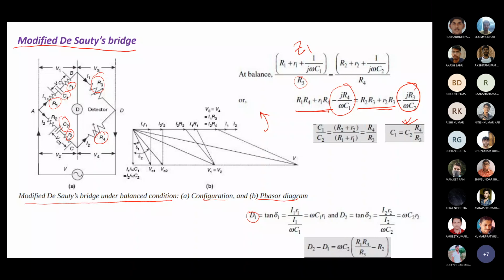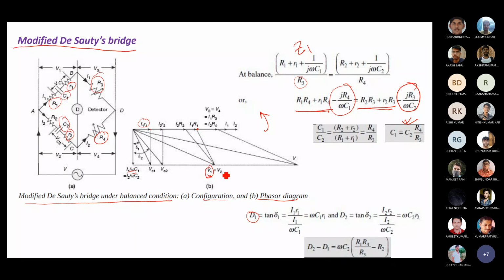So here we can see the structure of the modified Schering bridge. We can also draw the phasor diagram. Z1 value is I1 R1 plus I1 capital R1, then I1 by omega C1. If you add them, you will get the value of V1.